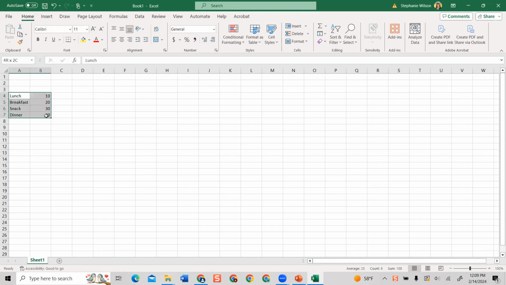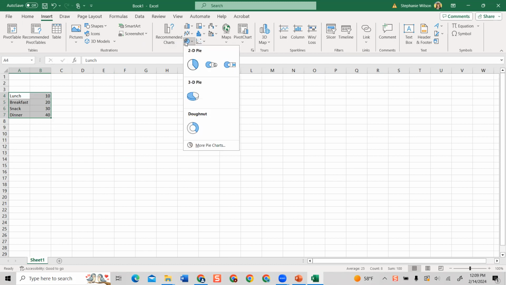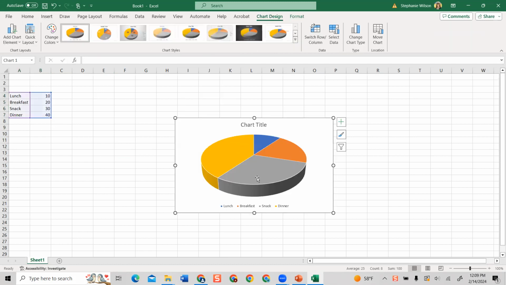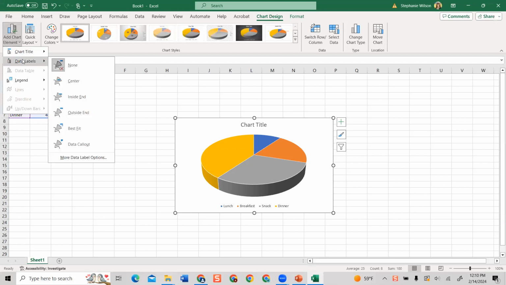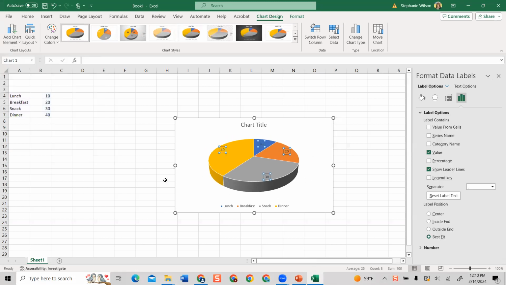So what I want to do is highlight this, go here and insert. I like the 3D. I think that's pretty neat. So now we put it in there. However, you notice that it's not showing numbers or percentage. So once we've done this, look up here on the left-hand side. We're going to click on that, go to data labels, go down to more options, and let's put it in percentile. And looky there.